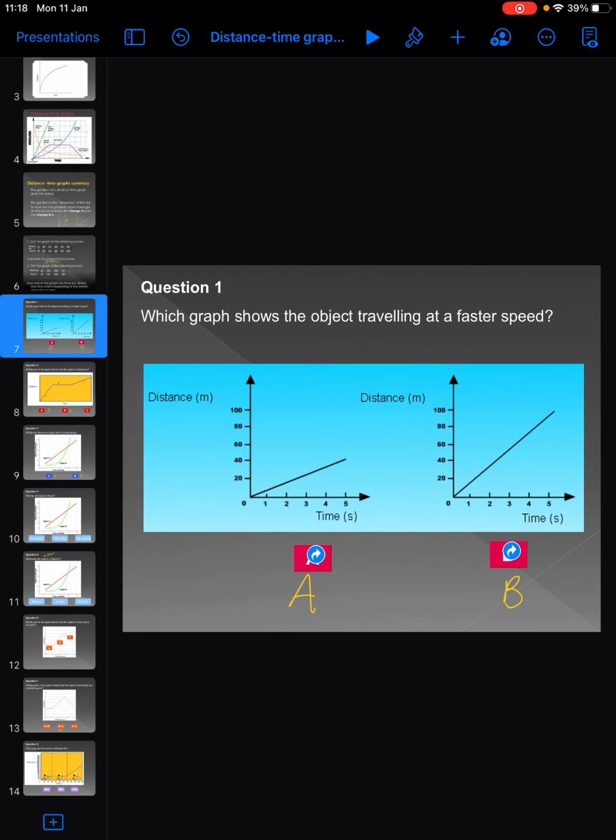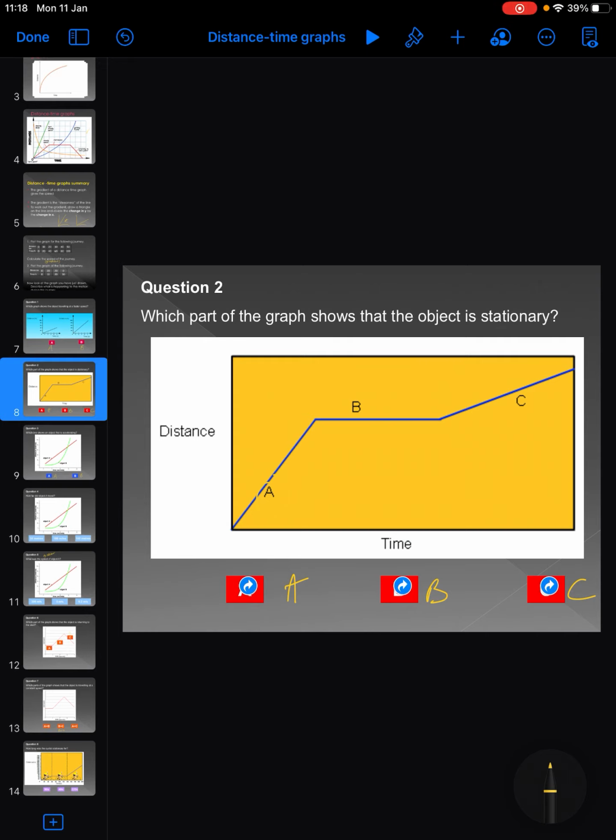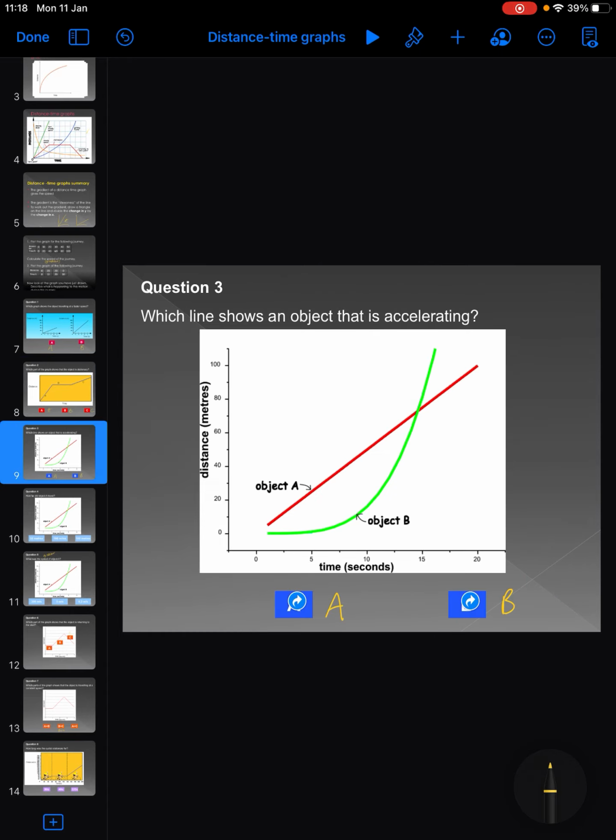So, question number 1, which graph shows the object travelling at a faster speed? It is B, and I know that because it has a steeper gradient. Question number 2, which part of the graph shows that the object is stationary? It is B again, and I know that because it's a nice flat line. Question 3, which line shows an object that is accelerating? It is B, and I can see that because the gradient is getting steeper and steeper and steeper, so it's getting faster and faster and faster.